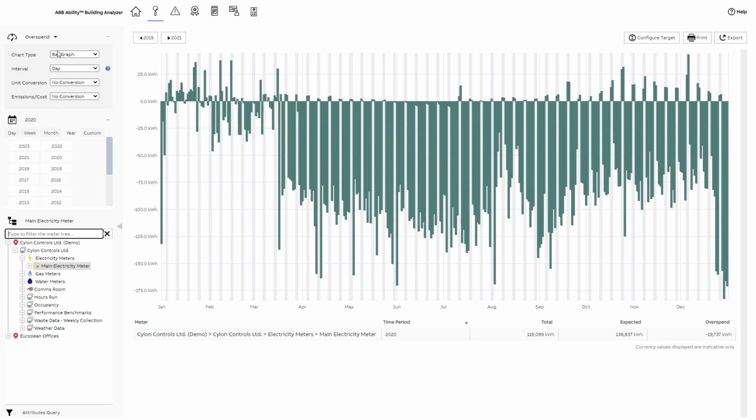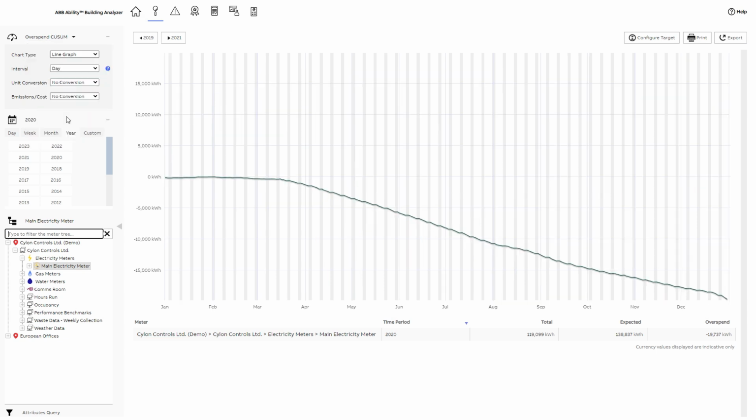Let's look at another useful view. Select Overspend CUSUM from the drop-down menu. This line graph outlines the cumulative sum of the values above and below target. The slope of the line at any particular date represents the net overspend or underspend for that meter up to that date. For example, here until March, we have a flat line, meaning that we were just meeting targets.